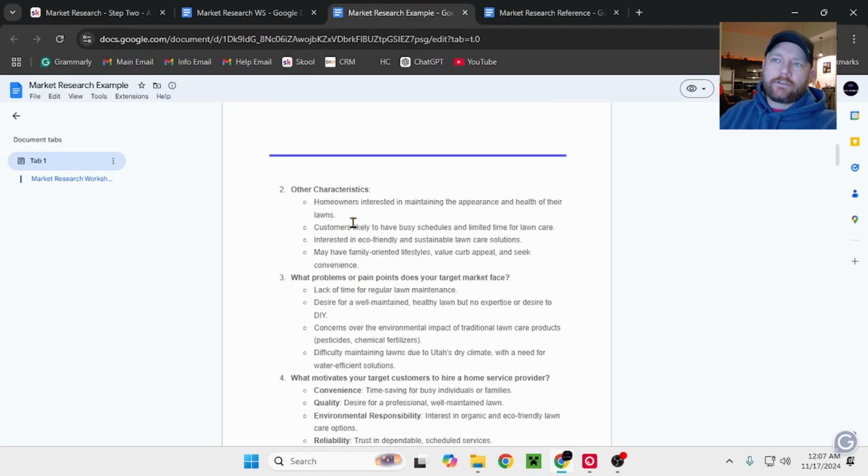So what are some other characteristics that you can list, right? Out here I have listed that they're interested in maintaining the appearance and health of their lawn, that they have busy schedules, that they're interested in eco-friendly, and then maybe their lifestyle, the whole curb appeal and the convenience of having a beautiful lawn, a beautiful yard, and not having to do it themselves.